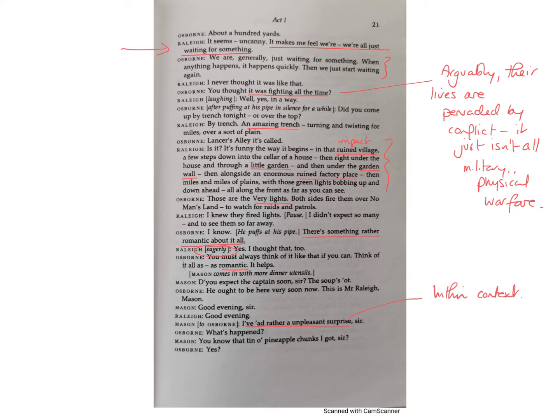And, you know, Osborne agrees, but says that, you know, when anything happens, it happens quickly. That's the idea that life can change in a blink of an eye, in a very, very quick moment. And then it's back to waiting. And Osborne kind of realises that Raleigh will have thought it was fighting all the time, whereas actually the agony of it, the suffering, is these periods of waiting.